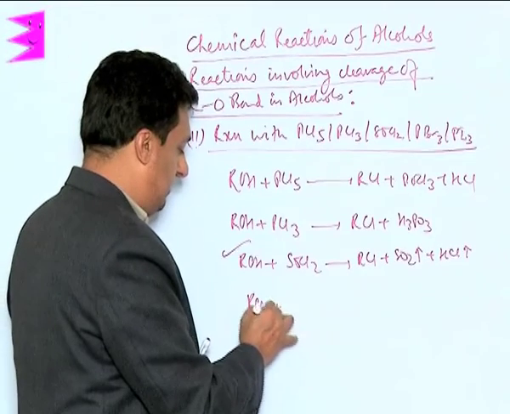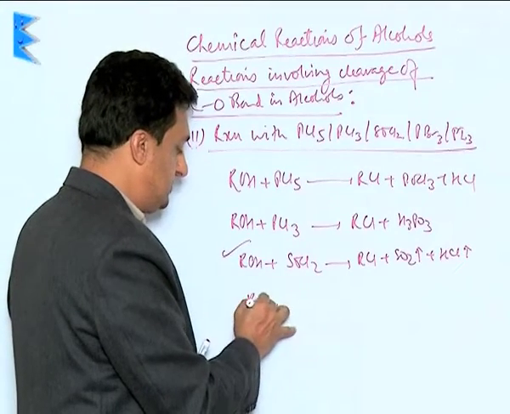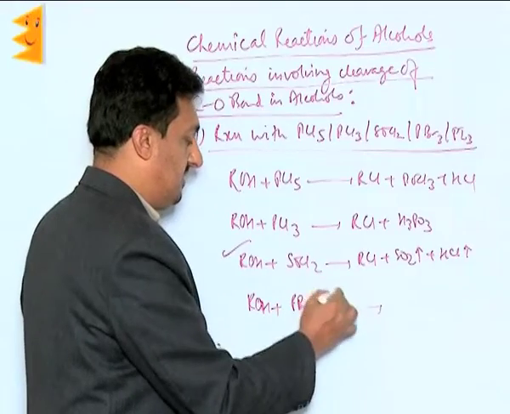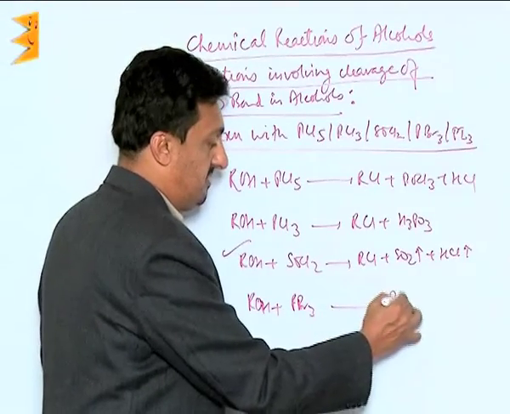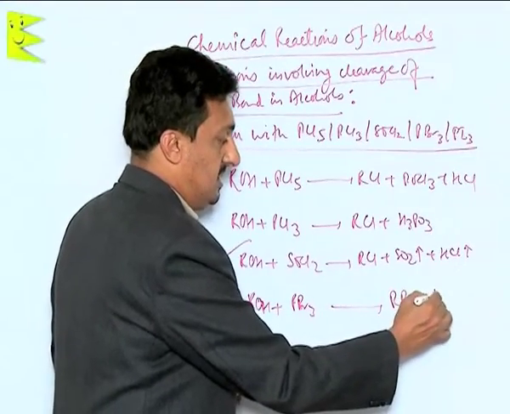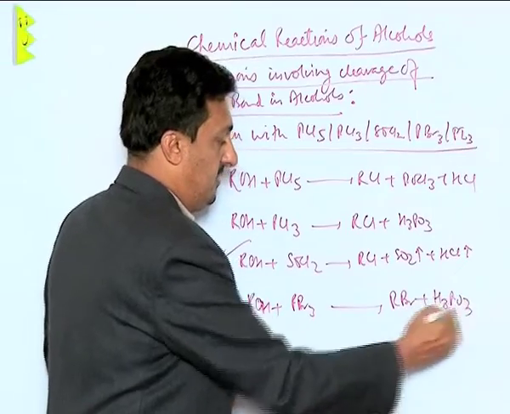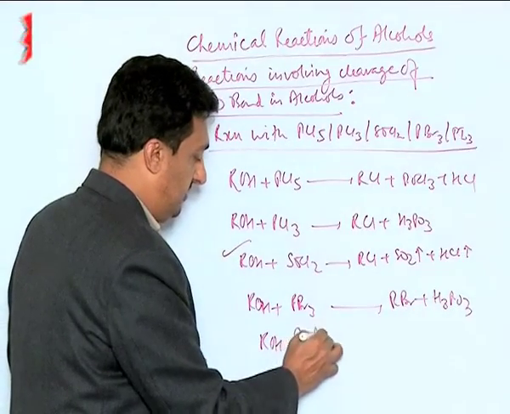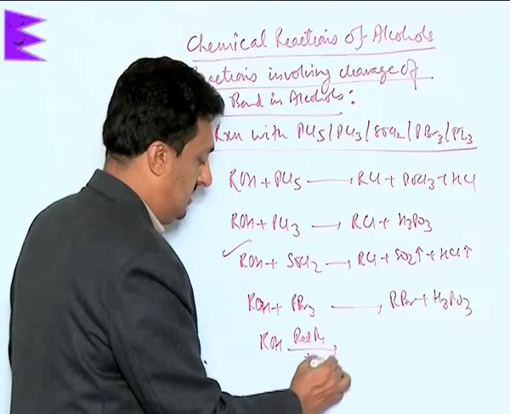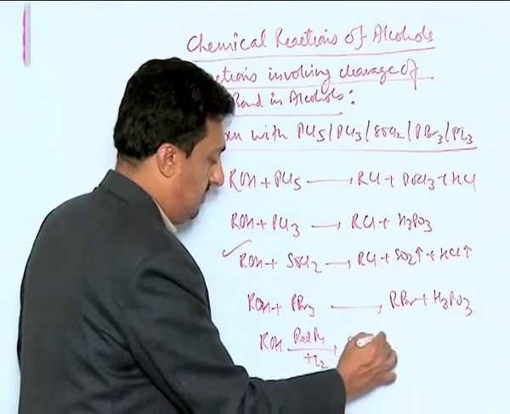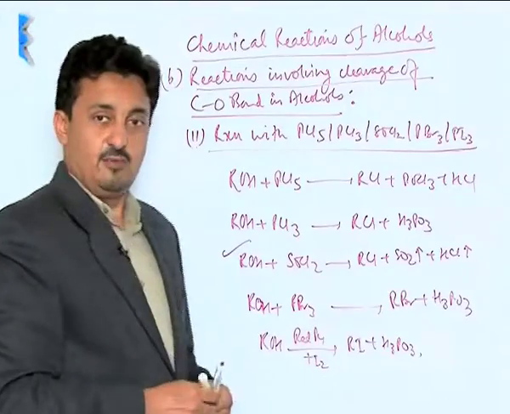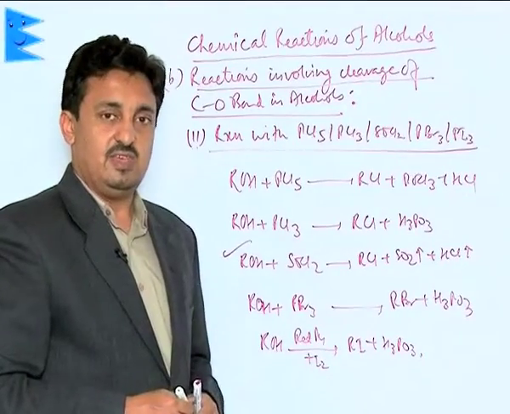We can also get alkyl bromides by taking either PBr3, or we can take red phosphorus and bromine, and what we get is RBr plus H3PO3. Or we can take alcohol and react this with red phosphorus plus iodine. It will give us RI plus H3PO3. So this is how we can have chlorides, bromides and iodides from alcohols very easily.